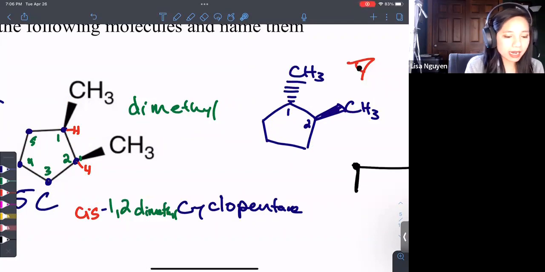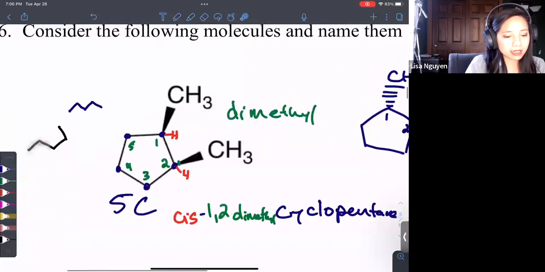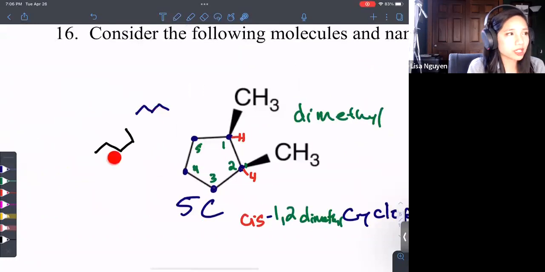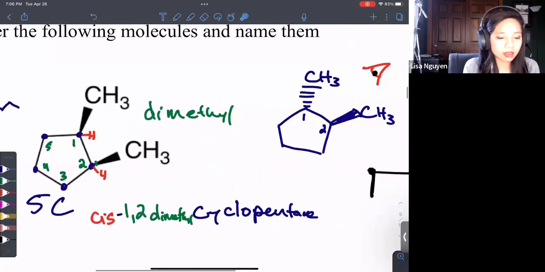What makes a ring special is that rings can't twist like conformational isomers, like in a long strand like this. They can twist freely, but in rings they can't twist. So we can lock these bonds into place. So that makes them stereoisomers.